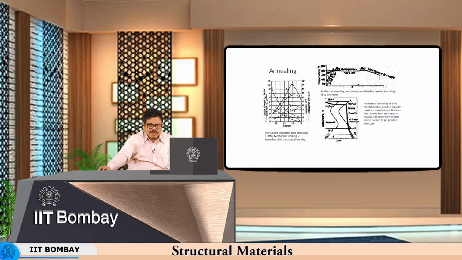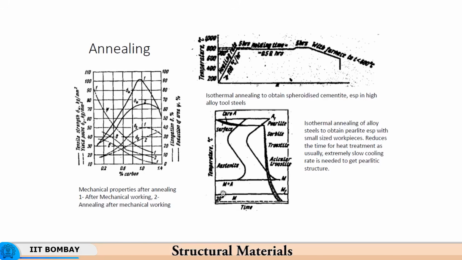Now if you look at the transformation diagram, we have already seen this. So if you look at the steel to obtain pearlite, when the workpiece size is small, then the center and the surface are practically at the same temperature. So both the surface and inside will undergo a very similar transformation.